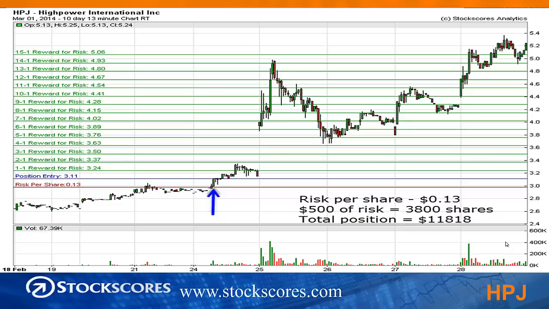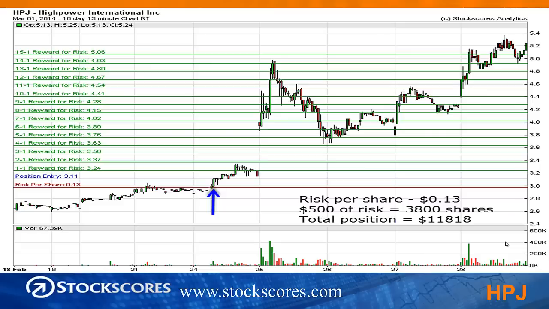All right, so let's look at a couple stocks from the last week that met the criteria of my simple swing strategy. The entry point on this particular stock, HPJ, was at the blue arrow. My entry price, 3.11, stop loss at 2.98. That left me with 13 cents a share in risk. Now, if I don't want to risk more than $500, well, then I divide $500 by 13 cents a share to come up with a position size of 3,800 shares. And of course, 3,800 shares times $3.11 means a total position size of $11,818.